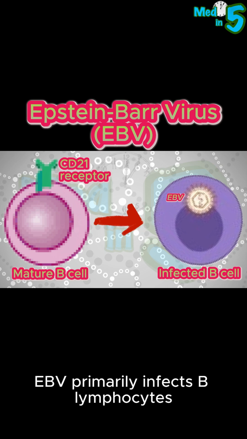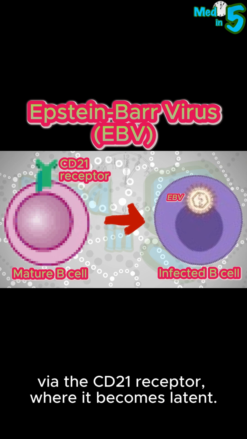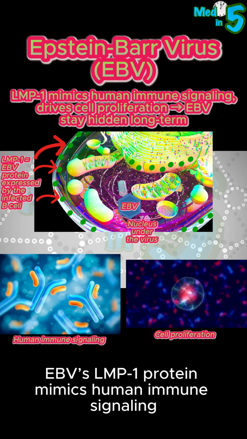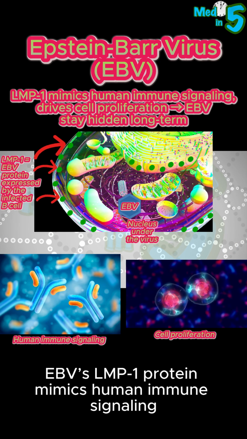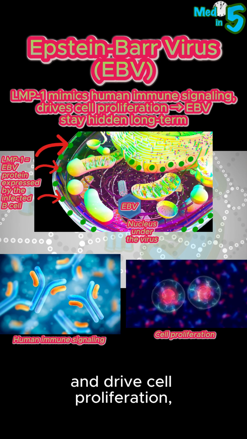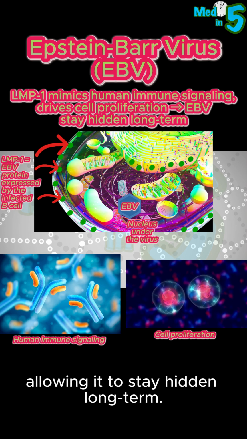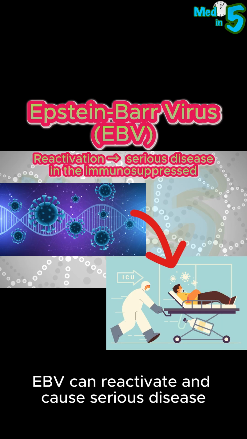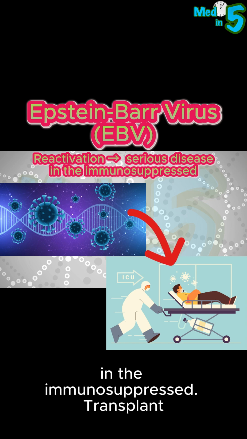EBV primarily infects B lymphocytes via the CD21 receptor, where it becomes latent. EBV's LMP1 protein mimics human immune signaling and drives cell proliferation, allowing it to stay hidden long-term. EBV can reactivate and cause serious disease in the immunosuppressed.